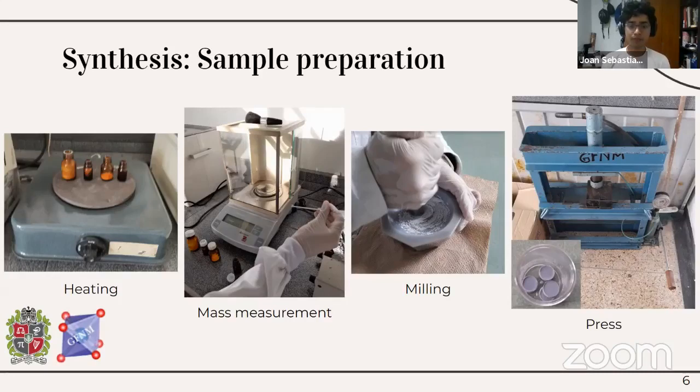We ground the mixture inside an agate mortar for 3 hours to ensure an increase in the surface area. We also made pellets with our powder, applying forces of up to 50 kilonewtons.